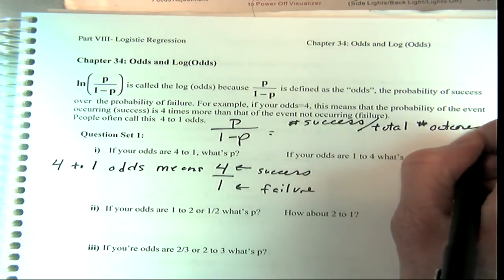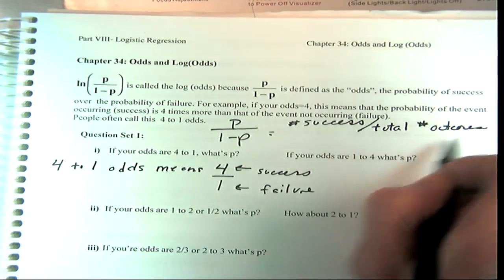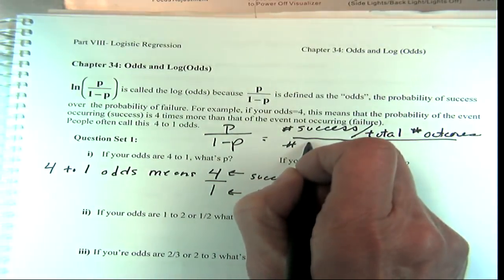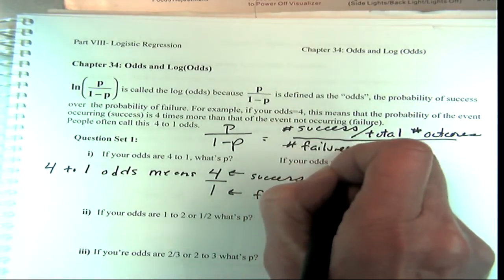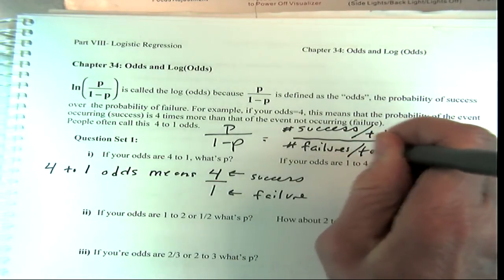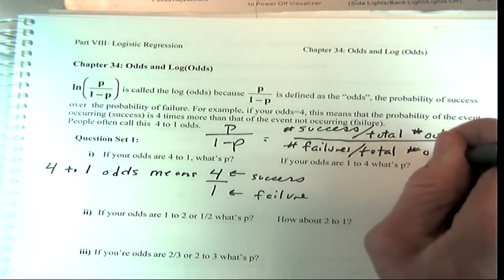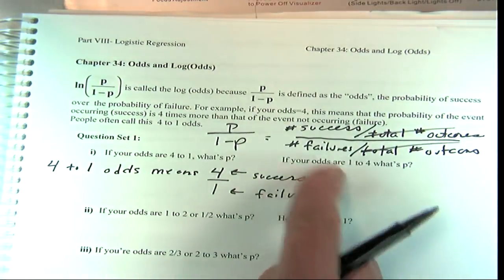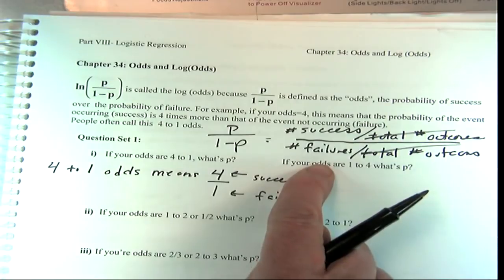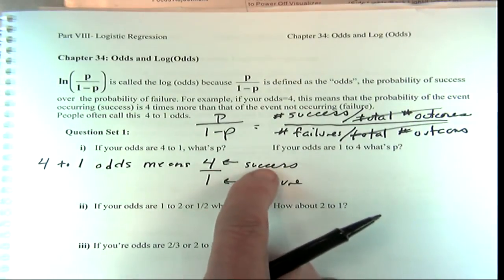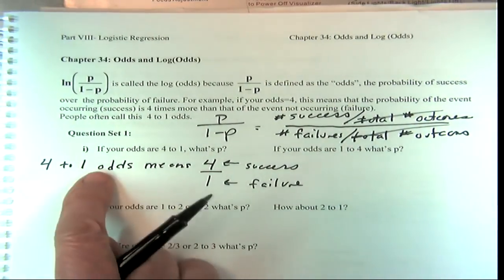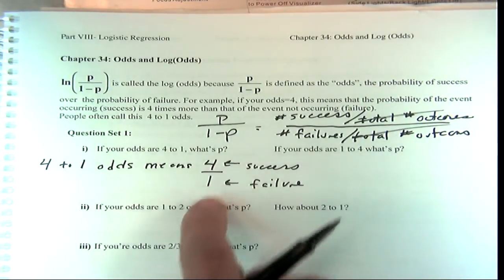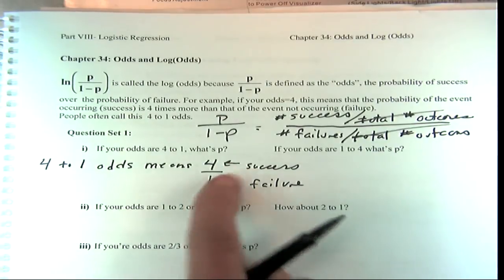Right? Total number of outcomes. And then you have 1 minus p, which is the number of what? Failures, over the total number of outcomes. Right? So we can cross those off, and we have the number of successes over the number of failures. That's how you can think of it. So 4-to-1 odds, you can think of it as 4 successes for 1 failure. Okay, that ratio.